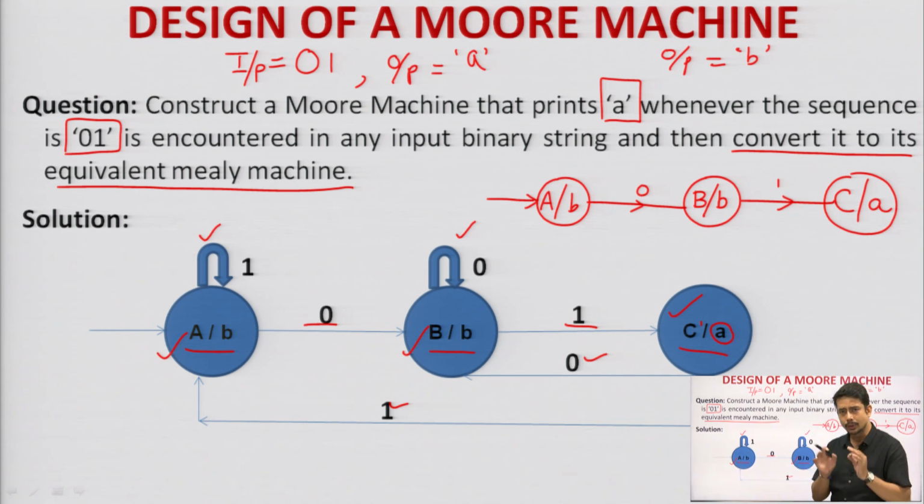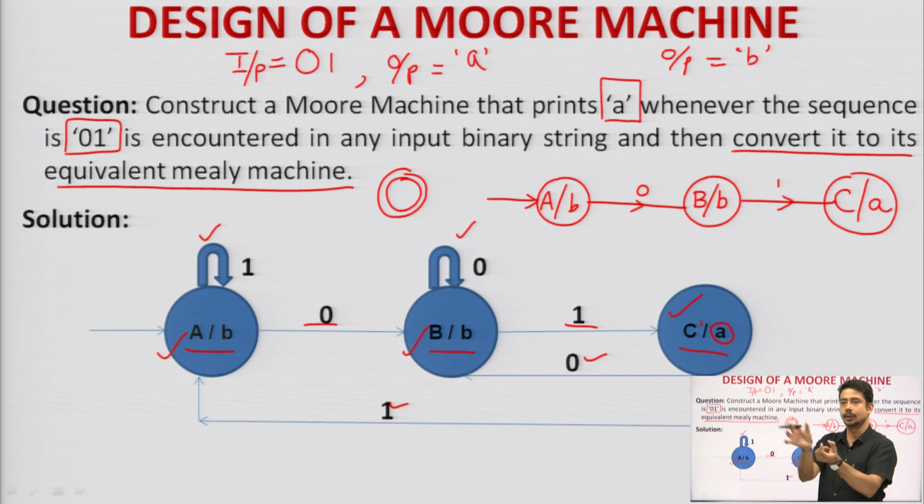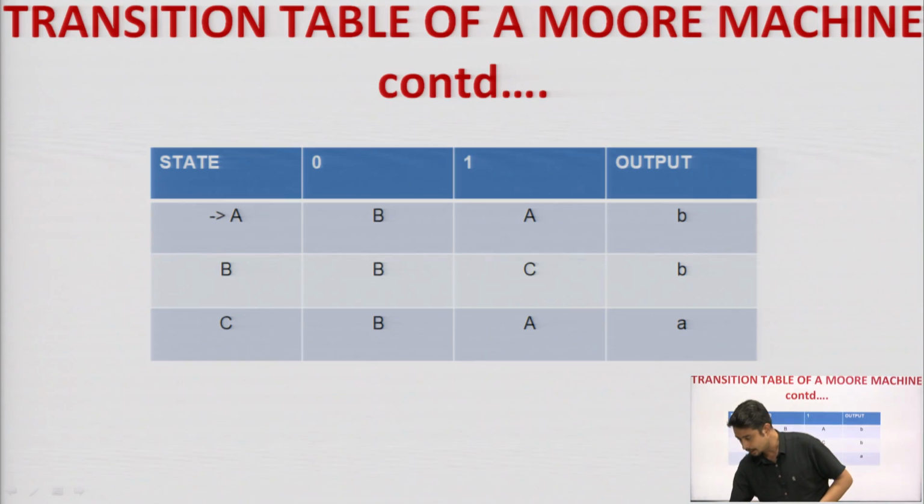You just need to focus that we are not having any final state representation. We are having a final output alphabet which will define that this is the sequence and this is meeting up with the language. Clear? So, let us go with another question.